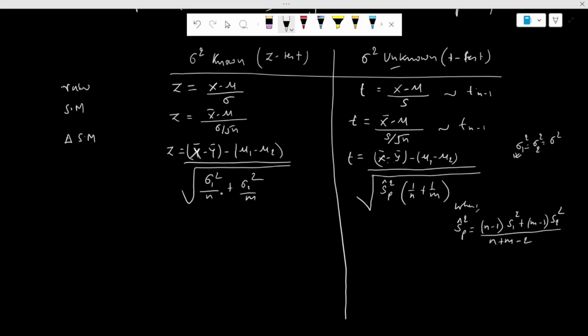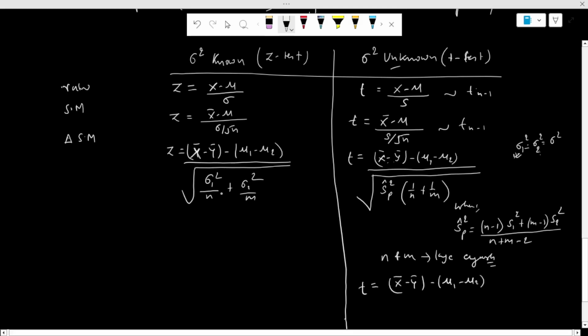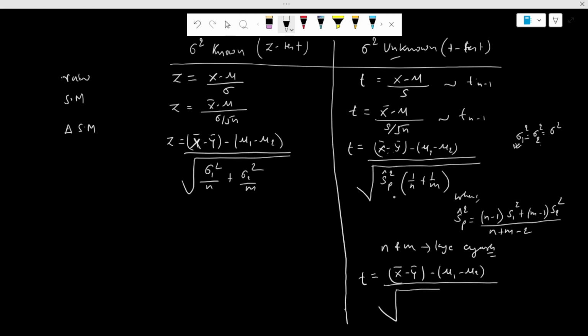Similarly, if the population variances are unknown, but we can ensure that both n and m are large enough, then the t distribution for this case would be, so the numerator again we don't have any change, so mu1 minus mu2 divided by root under, and in place of this term we are going to simply write it as s1 square by n plus s2 square divided by m. So we are assuming that the two populations are independent. For large n and m, we are substituting the population variance with their respective sample variance.